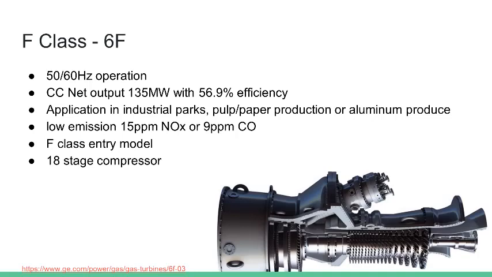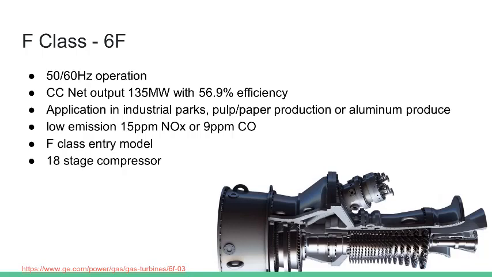And my name is Kevin Yoon. F-class turbines. We will be focusing on three particular models: the 6F, the 7F, and the 9F. The first one of these will be the 6F. It is a heavy-duty combined cycle gas turbine that operates at 50 to 60 hertz with a net output of 135 megawatts and an efficiency of 56.9%.